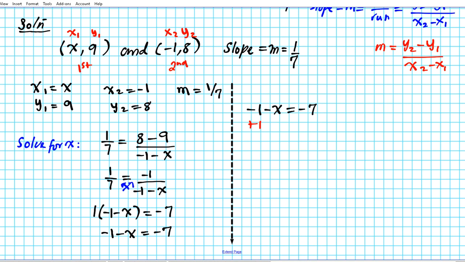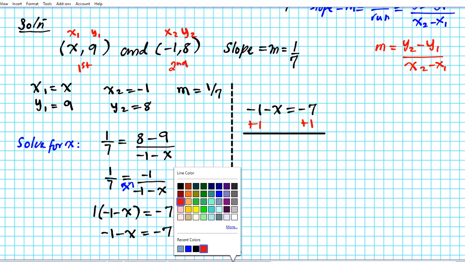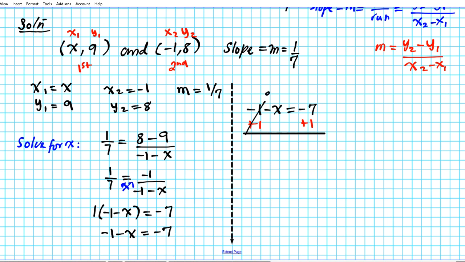To get rid of negative 1, we'll add 1 to both sides because the inverse of subtraction is addition. So when inverse operations interact, they neutralize or cancel each other out. Now we have negative 1 plus 1, that's 0. That's gone. And then we bring down negative x, equals negative 7 plus 1, subtract and keep the sign of the bigger, negative 6.